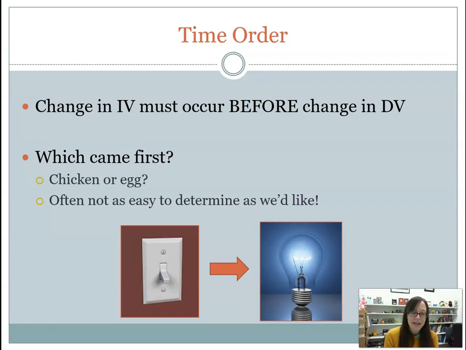With something like something in childhood affecting adulthood, time order is pretty easy. But if we're looking at stuff that's happening at the same time, it can be difficult to tease that stuff apart.